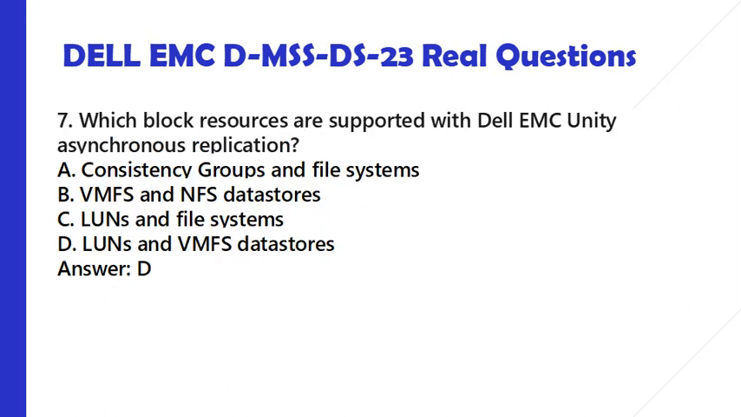7. Which block resources are supported with Dell EMC Unity asynchronous replication? A. Consistency groups and file systems. B. VMFS and NFS data stores. C. LUNs and file systems. D. LUNs and VMFS data stores. Answer: D.